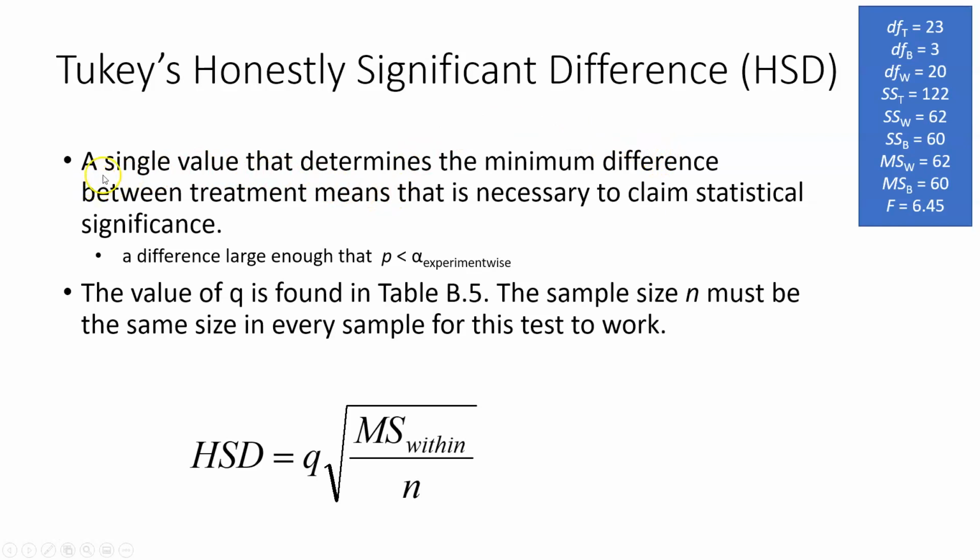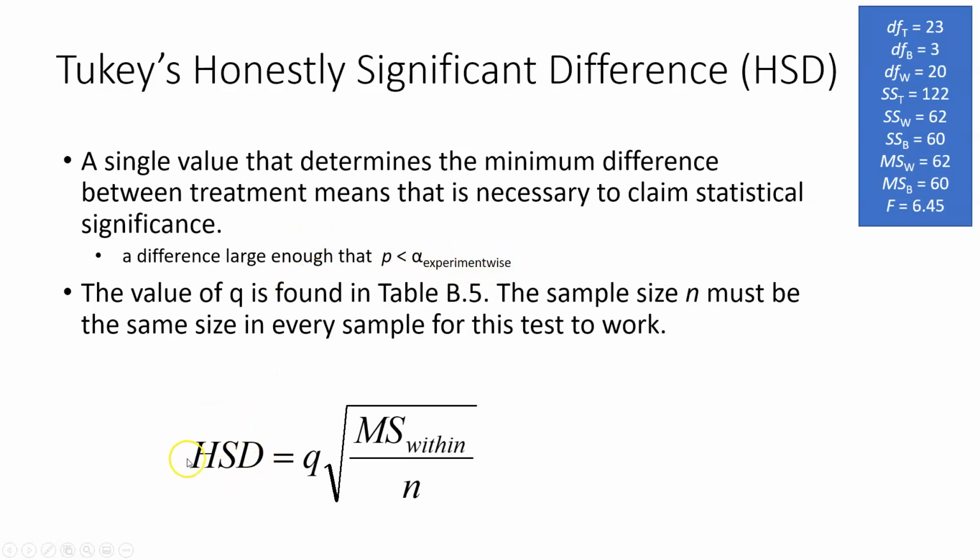Tukey's HSD provides for you a single value that determines the minimum difference between treatment means that's necessary in order to claim statistical significance. A difference that's large enough that the probability is less than the alpha experiment-wise. Let me say that in clearer terms.